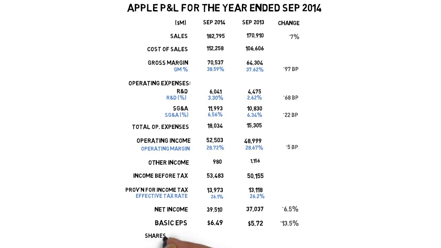Well, usually it's because the number of shares is declining. We see that the company also discloses the basic number of shares used in calculating EPS. If we divide the net income by the number of shares here, we get to the EPS. And indeed, we can see that the average number of shares has been declining, probably because of Apple's share buyback program.